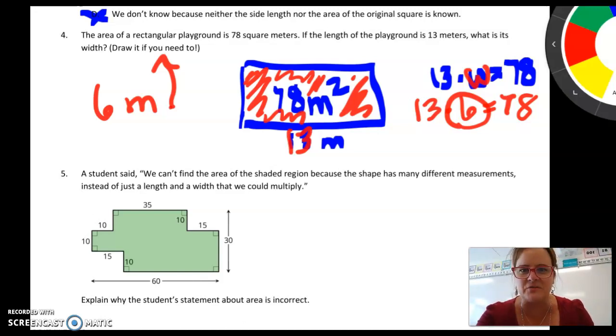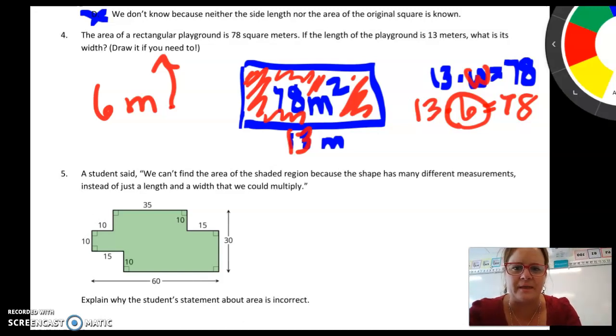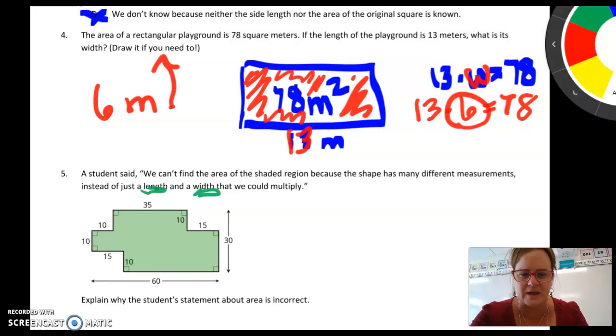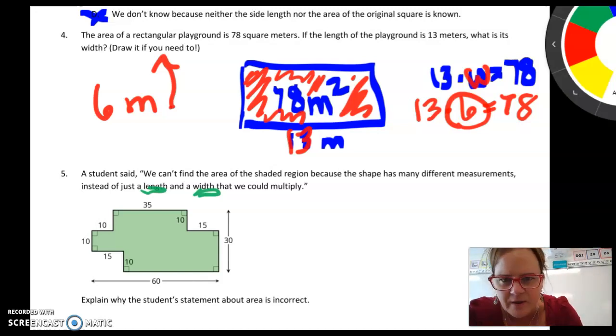All right, number 5, a student said we can't find the area of the shaded region because the shape has many different measurements instead of just length and width that we could multiply. Well, length times width is used when we have a rectangle. This shape, we can find the area of, we would just need to decompose it. So the student is incorrect. Length times width works only if it's a rectangle. We can make rectangles though, so let's make some.